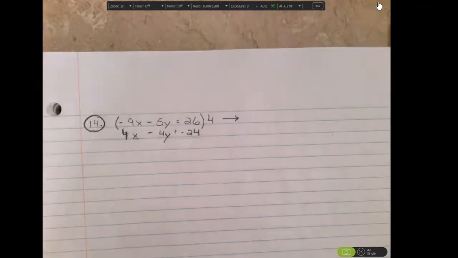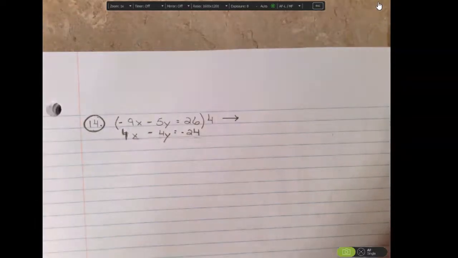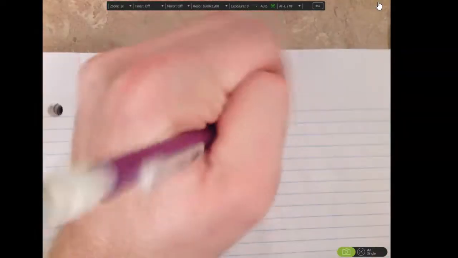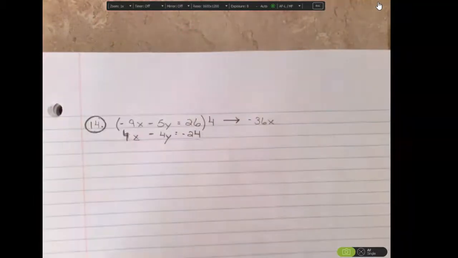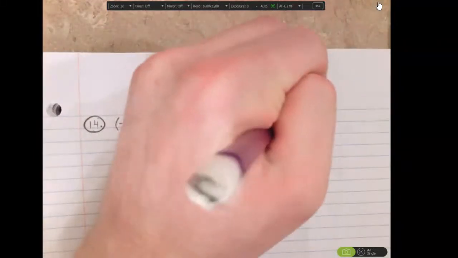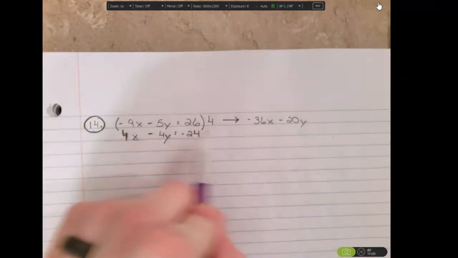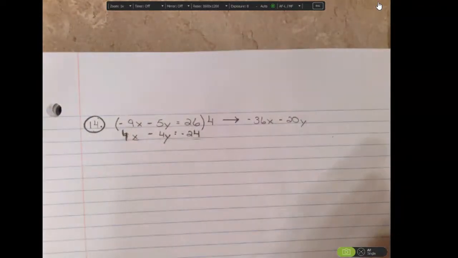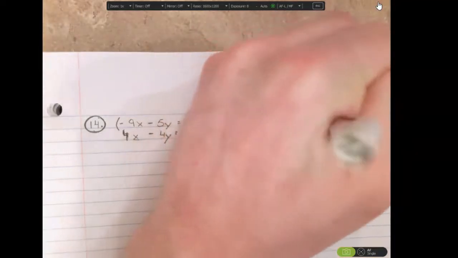When I do such, 4 times negative 9x, that's going to give me negative 36x. 4 times negative 5y is going to give me negative 20y. 4 times 26, that's going to give me 104.